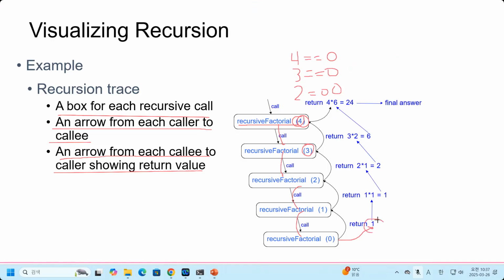And after we got 1, we will multiply with the upper side. So we return back. So 1 multiplied by 1, we get 1. And then we return back to the 2. 2 multiplied by 1, we get 2. And then again, we return back to 3. 3 multiplied by 2, we got 6. And then we return back to 4. 4 multiplied by 6, we got 24. So that's the final answer with the recursion.